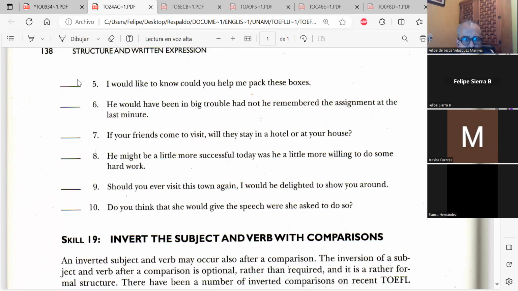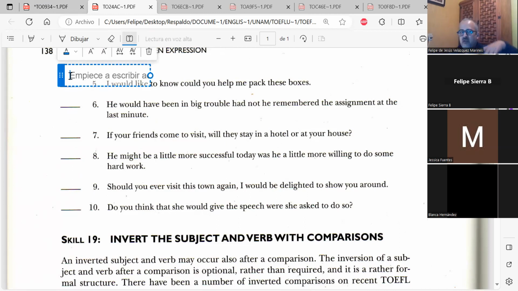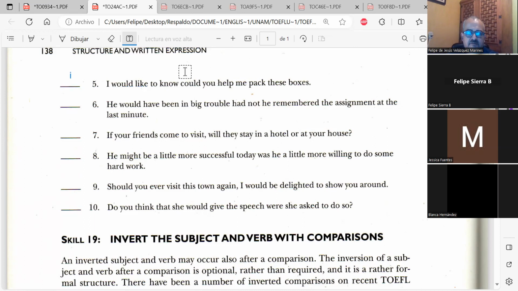I would like to know, were you to help me, no? So it's incorrect. If you could help me, were you able to help me? Because could expresses a certain kind of ability or possibility, so able. Were you able to help me?